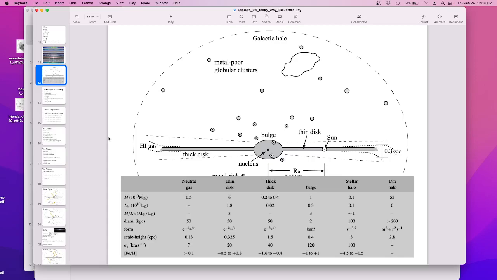Yeah. So I have a question about the galactic halo. Is there dark matter just inside the halo, or is there also some outside the halo as well?